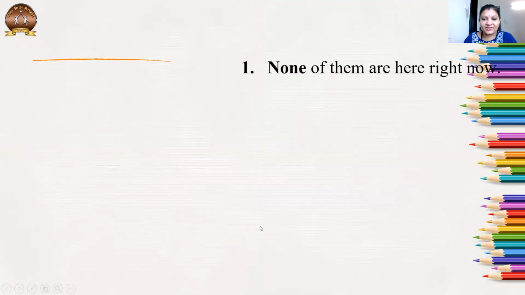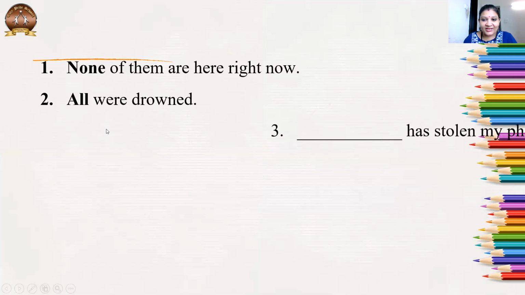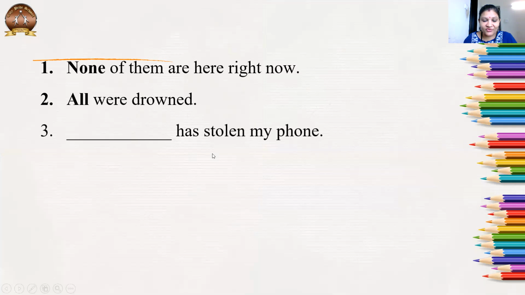Now let's see these sentences. None of them are here right now. None has come with them, so the verb here is plural. All were drowned. Now, two examples I've given you. You'll pause now and give me your answer. Has stolen my phone. Now you can pause and write your answer and then check.